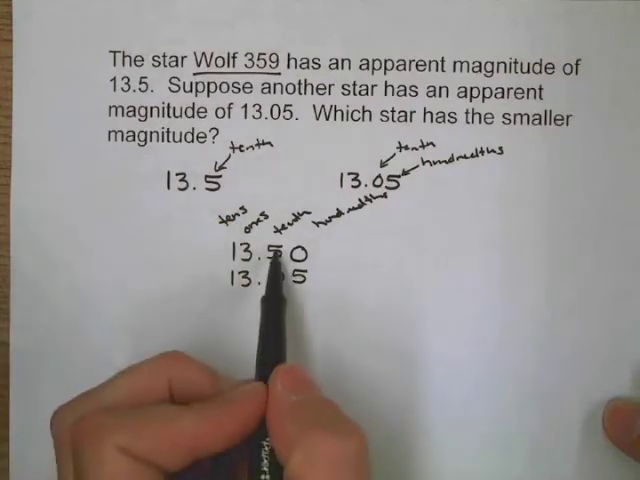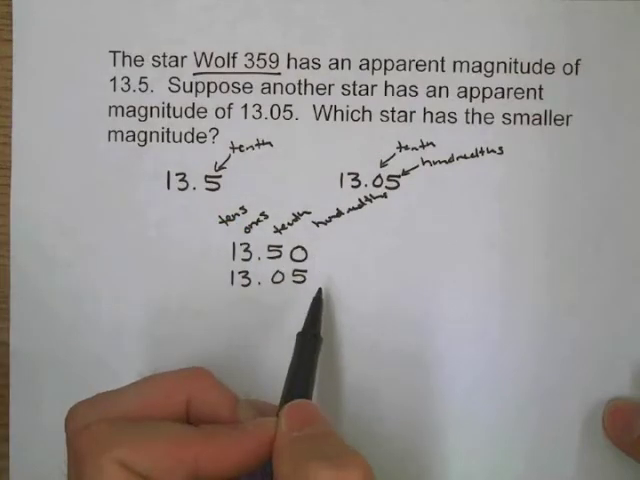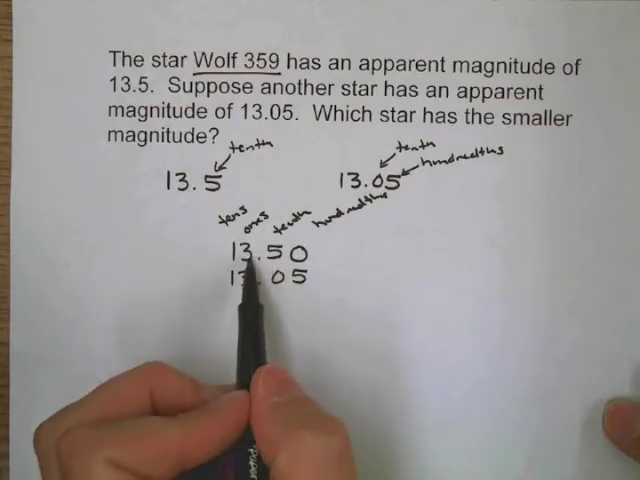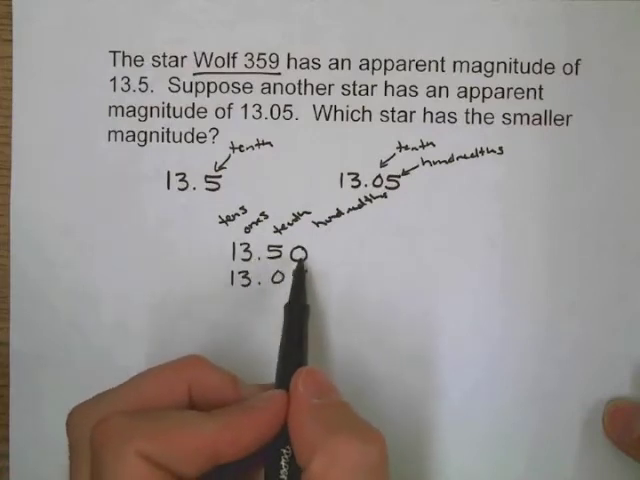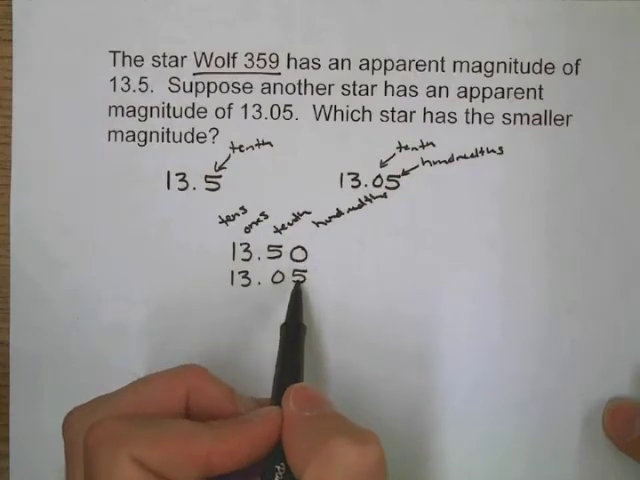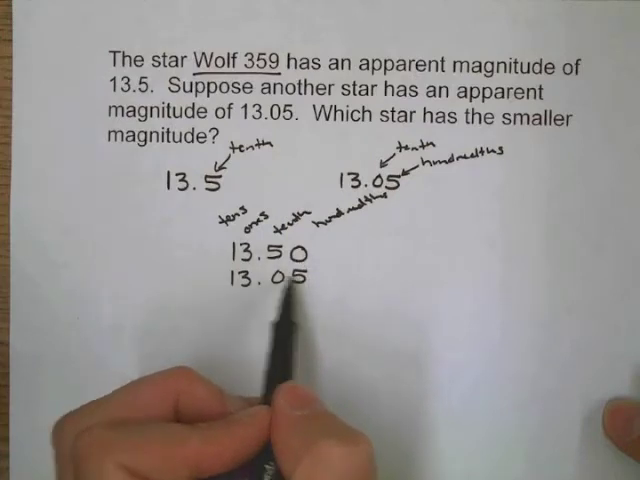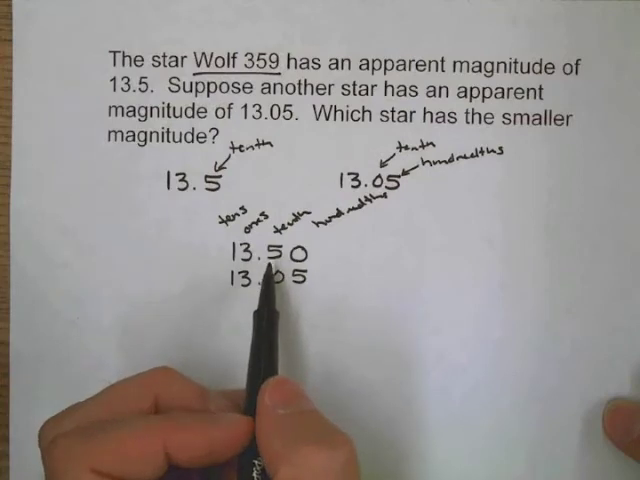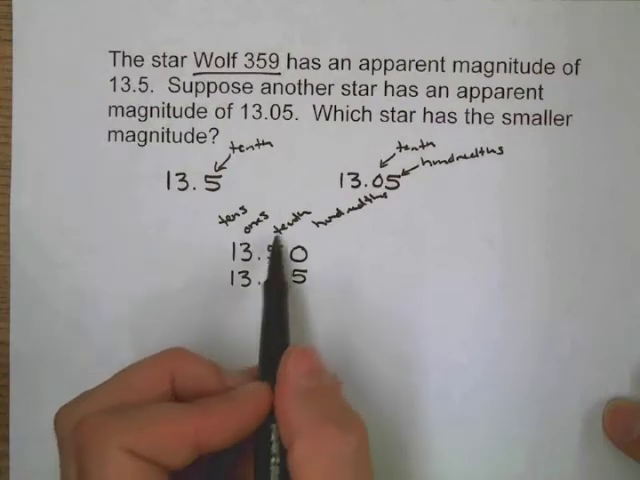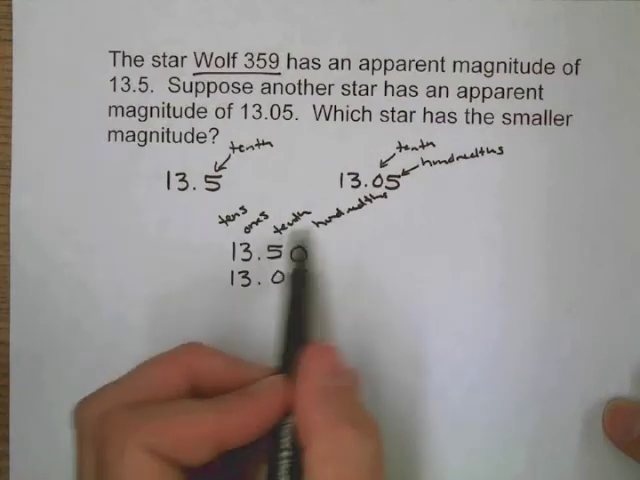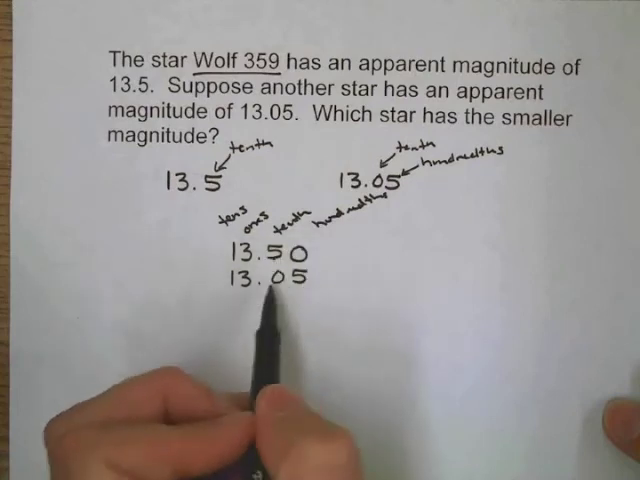And tenths are larger than hundredths. Remember, tenths are breaking up a whole into 10 pieces. Hundredths are breaking up a whole into 100 pieces. If I have 5 of these little 100 pieces, and I have 5 of these 10 pieces, right? These pieces are larger. Tenths are larger than hundredths. And I have 5 of these tenths, and I have no tenths here.